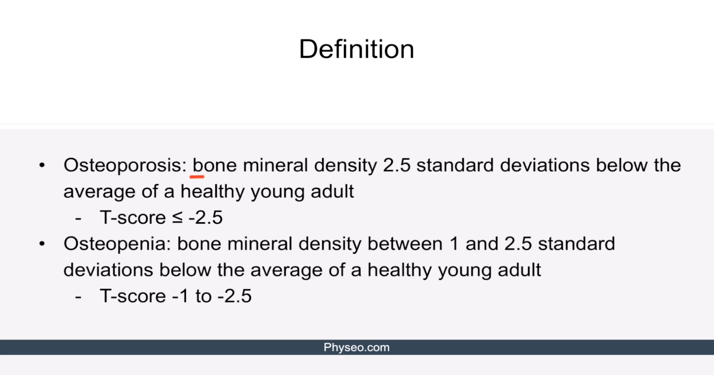Osteoporosis is defined as a bone mineral density that is 2.5 standard deviations below the average bone mineral density of a healthy young adult. This is assessed via a DEXA scan and usually reported as a T-score with a value less than or equal to negative 2.5 being diagnostic. Osteopenia is often thought of as a potential precursor to osteoporosis, and it's defined as a bone mineral density between 1 and 2.5 standard deviations below that of an average healthy young adult. So in terms of a T-score, osteopenia would be between a -1 and a -2.5.